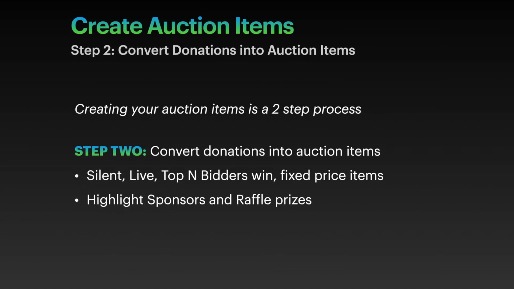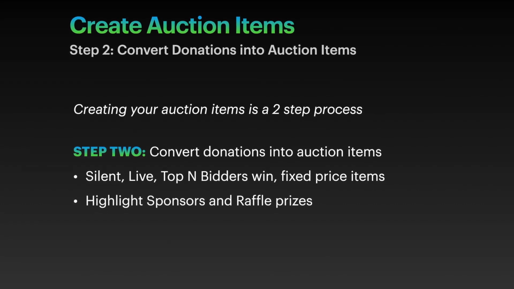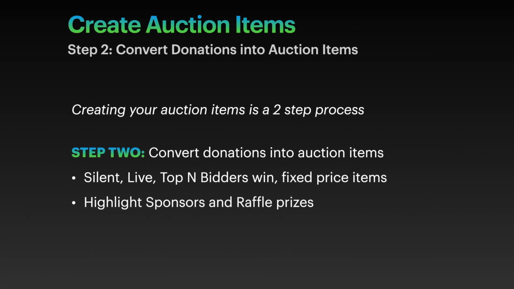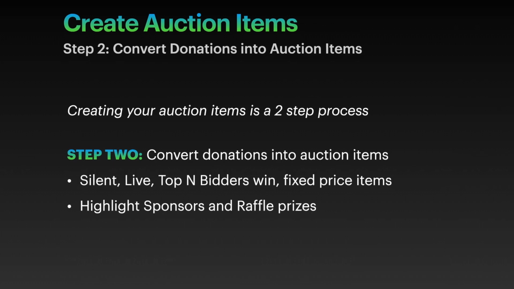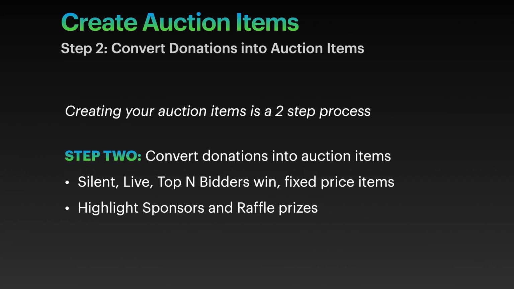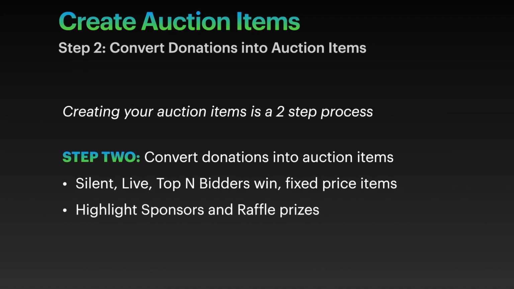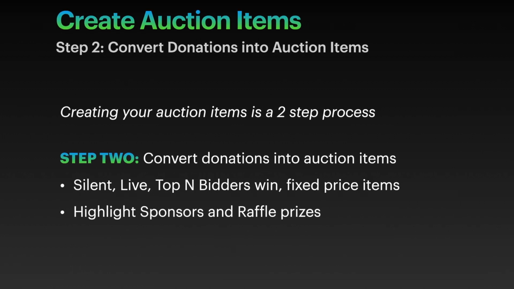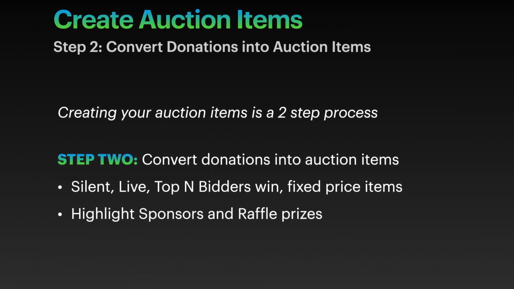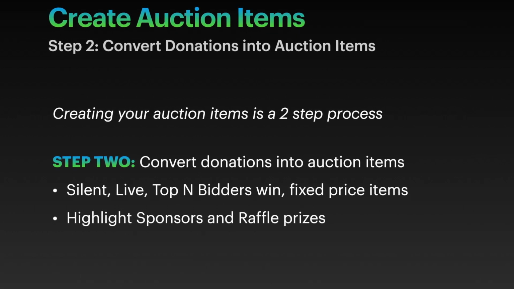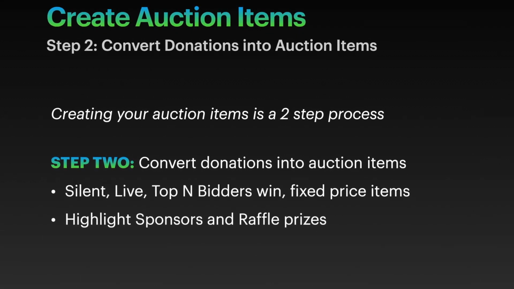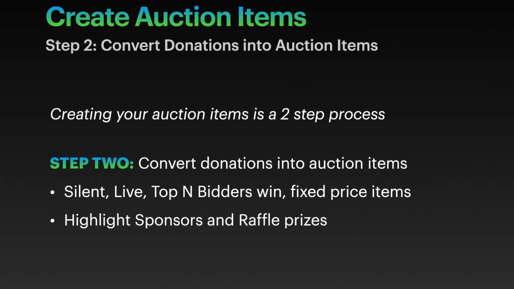Once all your donations are entered into the system, it's time to convert those donations to auction items. Silent Auction Pro can handle all kinds of auction types. For example, silent auction, live auction, and top-end bidders win, just to name a few. You can also use the auction catalog as a place to sell fixed price items, to showcase raffle prizes, and to highlight sponsors.